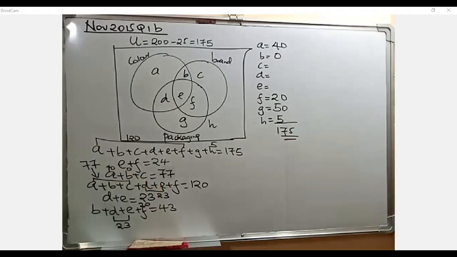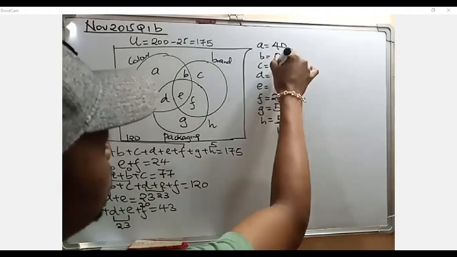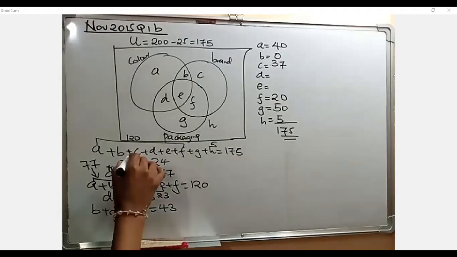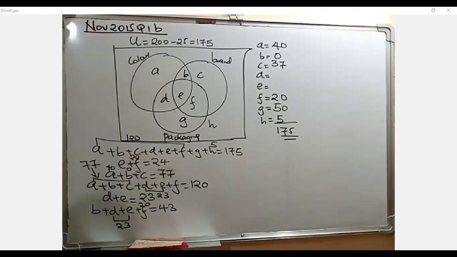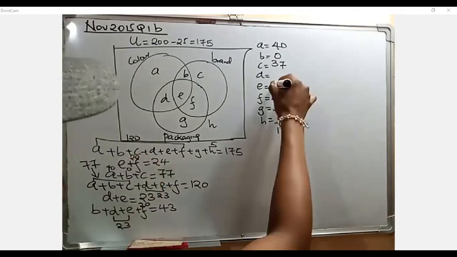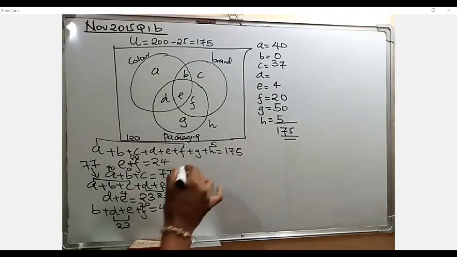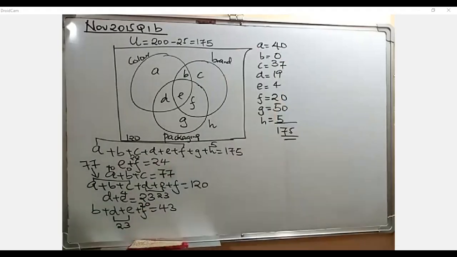Our C should be 37, right? Now, what do we have? What is remaining? I can see it is our E. When we unlock our E here, because we know our F is 20, then it means our E is 4, and our D, because here is 4, our D should be 19. That is how simple it is.